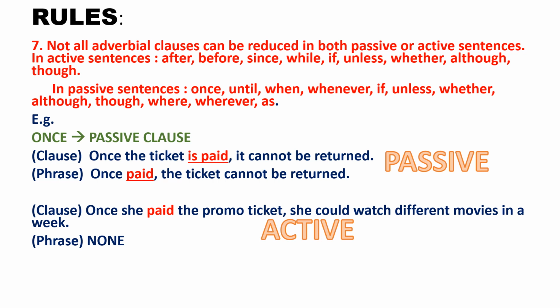For example, once is used only in passive clauses. Therefore, we can use it in the sentence, once the ticket is paid, it cannot be returned. Is paid indicates that the sentence is passive. Therefore, we can change it, or we can reduce it into a phrase: once paid, the ticket cannot be returned.